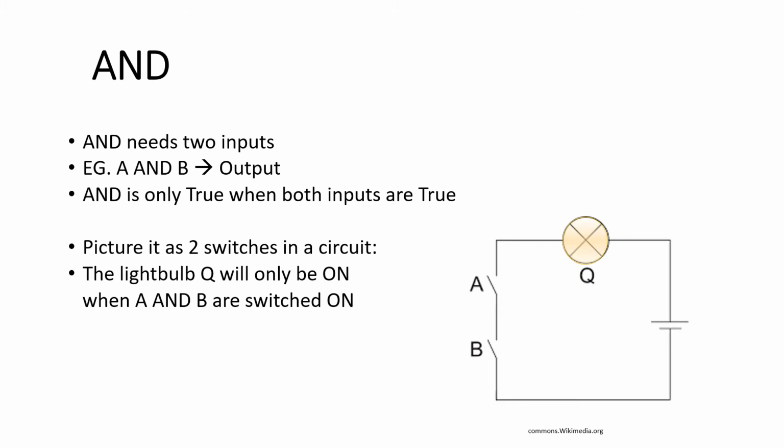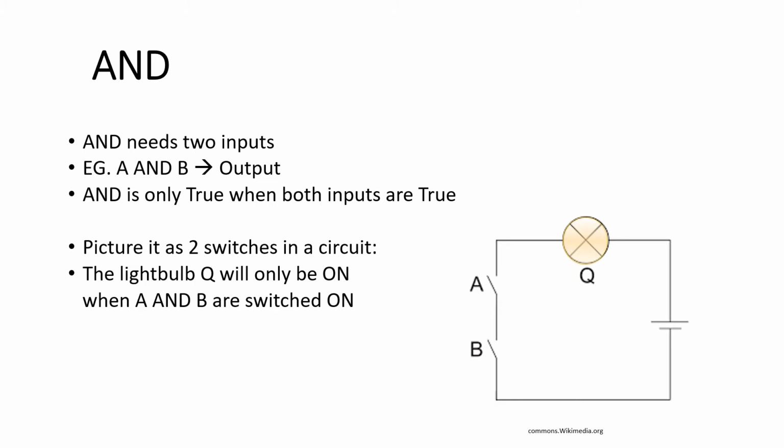And is only true when both inputs are true. You could look at this little circuit here that I've got on the right. We've got two switches in the one circuit. We've got a battery, two switches, and then a little light bulb. So you can see that to switch the light bulb on, we are going to have A switched on and B switched on. So that's like when A is true and B is true, then yes, Q, the light bulb, is on, which is true.